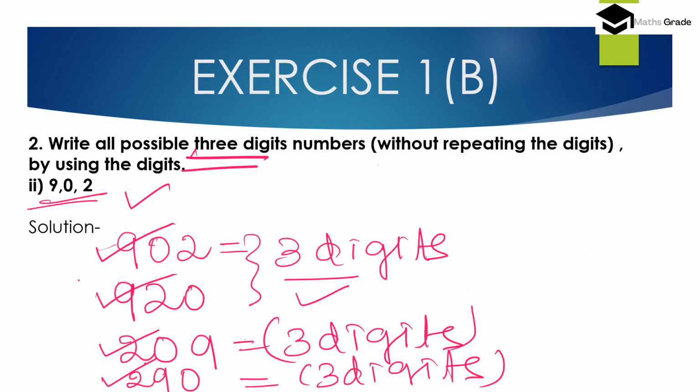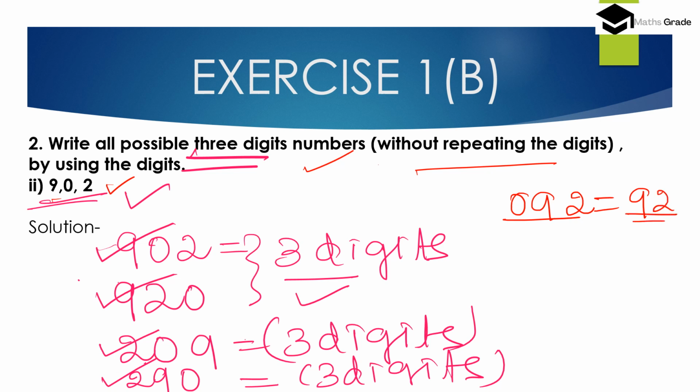Now solve question number 2b. Write all possible 3-digit numbers without repeating the digits by using the digits 9, 0 and 2. If we place the digit 0 at the hundreds place, 9 at the tens place and 2 at the unit place, then the number will be 092, that is equal to 92, and 92 is a 2-digit number. We have to find 3-digit numbers, so it is not possible as 92 is a 2-digit number.